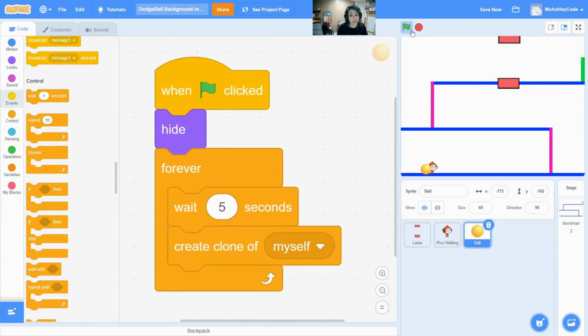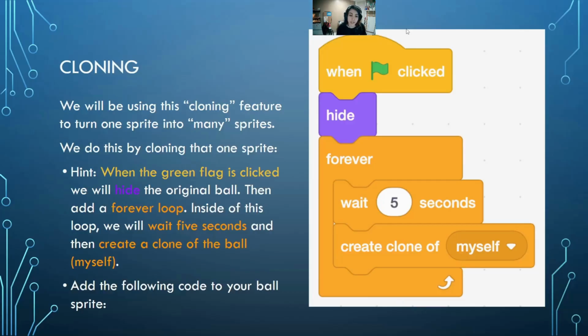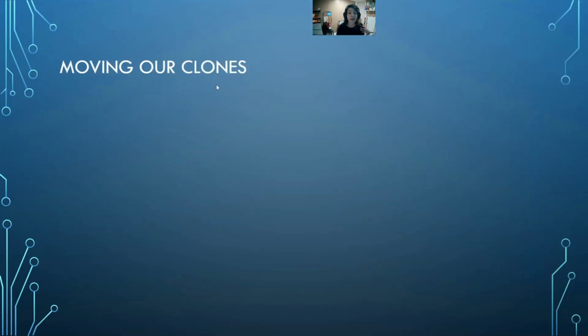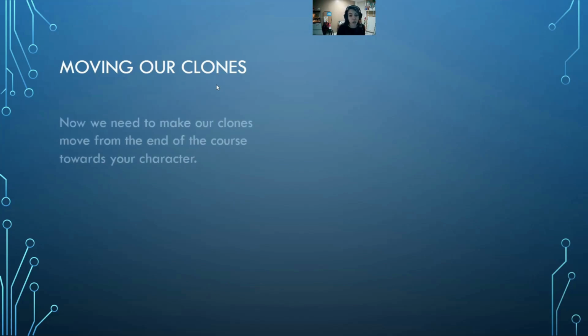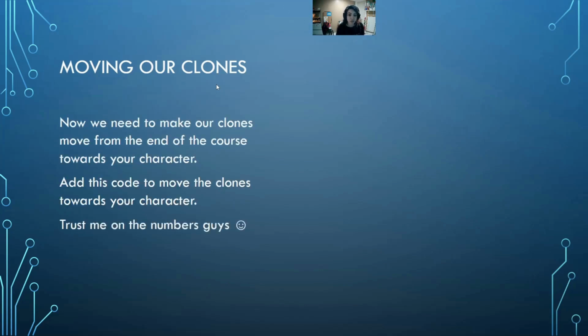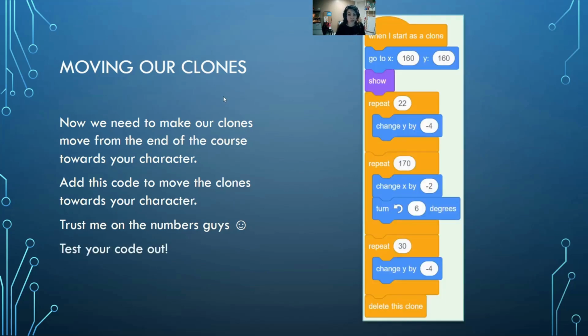Now, if you were to click the flag, you'll notice that the ball is gone, and you're not seeing any actual new programming code working. But that is because our original sprite is now hiding. So let's make our clone move. We need to make our clone move from the end of the course towards our character.